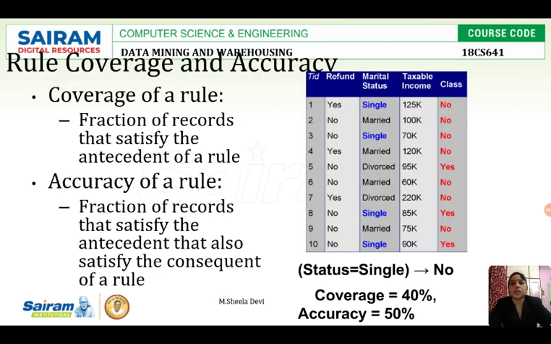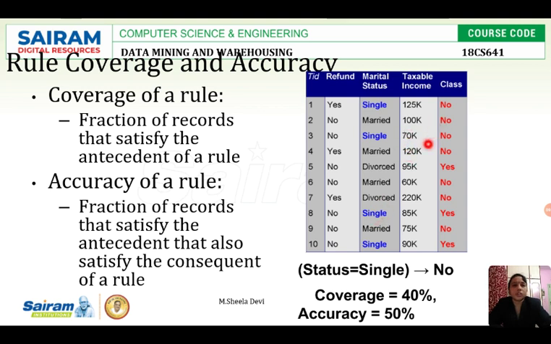Rule coverage and accuracy. So what is coverage of a rule? It is nothing but the fraction of records that satisfies the antecedent of a rule. Let us take this example: status single is no. So it is a rule. If the status single is yes, then the class is no. We have to check how many records are like this.